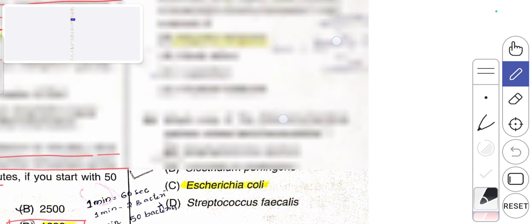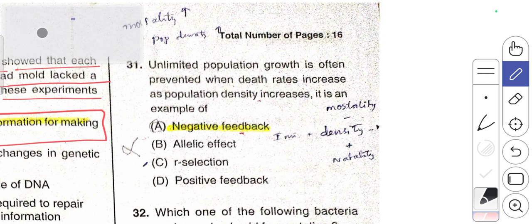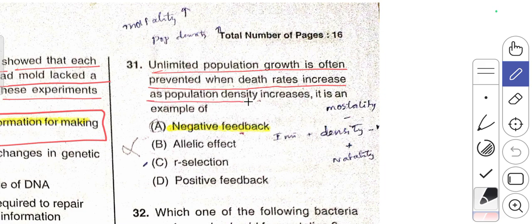Then 31 question, unlimited population growth is often prevented when the death rate increases as population density increases. It is an example of, that is negative feedback. So A is the right answer.